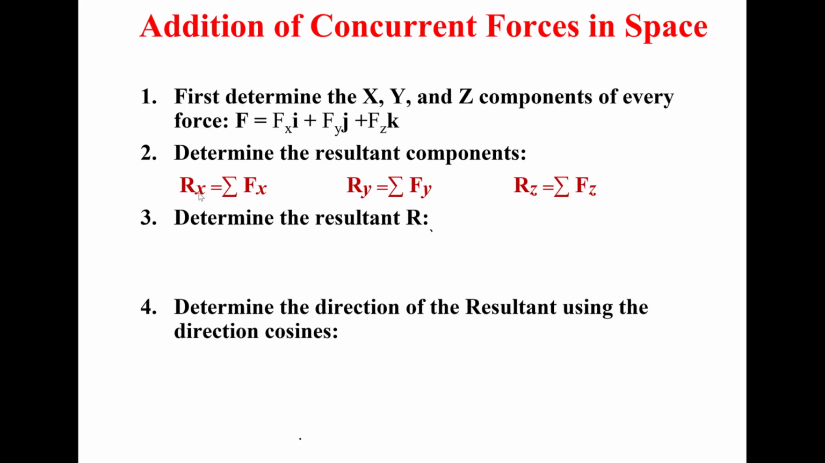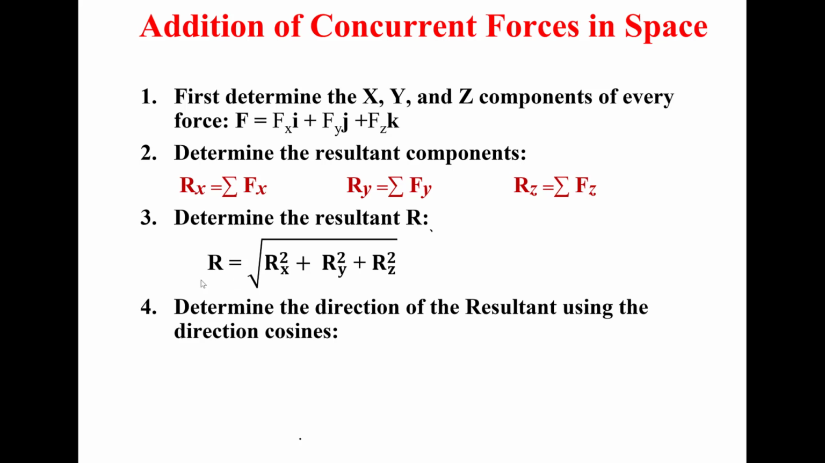Once I know Rx, Ry, Rz, the next step is to get the resultant. The resultant will be the square root of Rx square plus Ry square plus Rz square, the whole thing under the square root, and you get the value of R. Substitute into this equation and you get the value of R. So this way I calculated the resultant force, but this is as a magnitude.